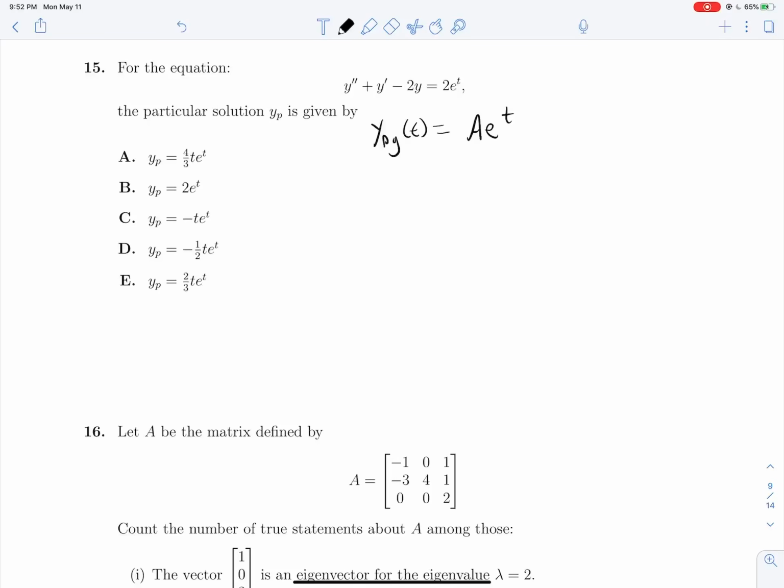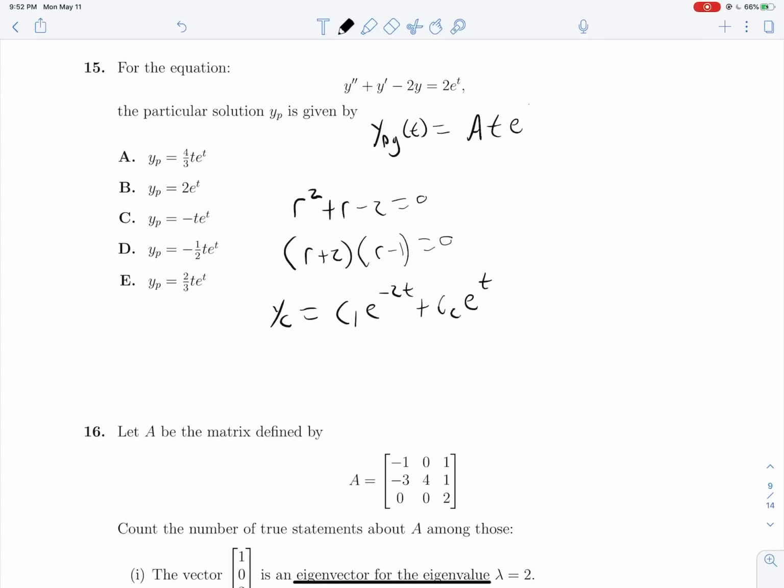But if we pull out our characteristic equation, r squared plus r minus 2 is equal to 0, this factors to r plus 2, r minus 1 is equal to 0. We see that r is equal to 1 is a solution, so yc is equal to c1 e to the negative 2t plus c2 e to the t. As a result, sadly, we have to multiply this guy by t to avoid that overlap there.